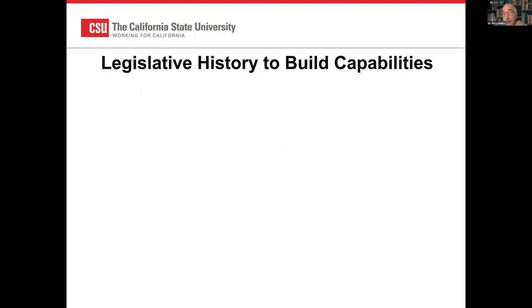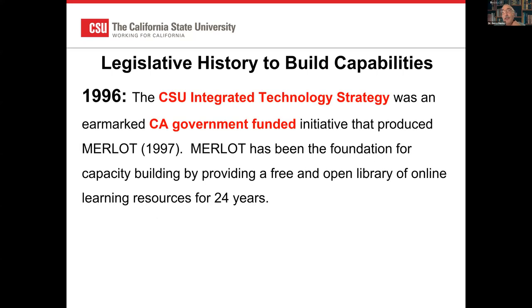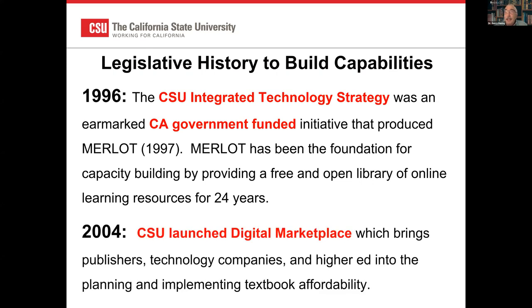And I'll just begin with 20 years ago, 25 years ago, California got money by presenting what we call the CSU Integrated Technology Strategy, that led to the foundation of MERLOT, that open library of free educational resources, before there actually was something called the Creative Commons license, that really became the foundation for lots of the work that we did.